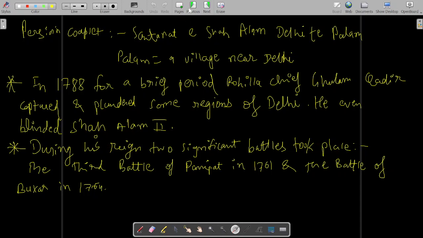During the reign of Shah Alam II, two significant battles took place: the third battle of Panipat in 1761 and the battle of Buxar in 1764. You must remember this thing. The third battle of Panipat took place in 1761, and the battle of Buxar took place in 1764.